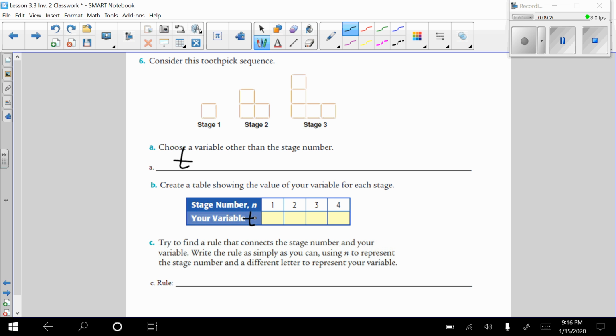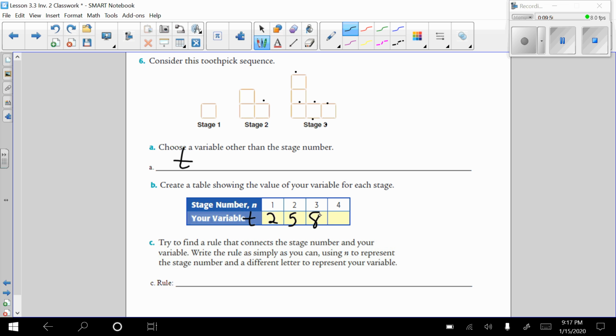So if N represents the stage number, how many horizontal lines do I have in stage 1? I have 1, 2. How many do I have in stage 2? 1, 2, 3, 4, 5. How many in stage 3? 1, 2, 3, 4, 5, 6, 7, 8. What would I have in stage 4?